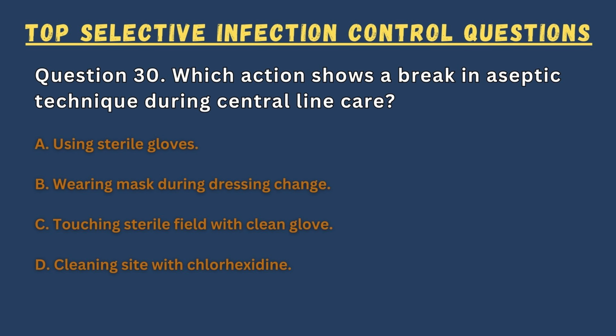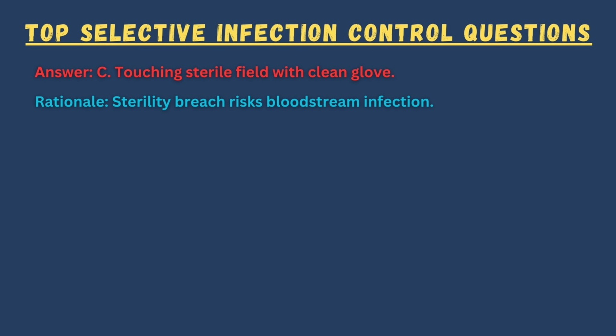Question 30. Which action shows a break in aseptic technique during central line care? A. Using sterile gloves. B. Wearing mask during dressing change. C. Touching sterile field with clean glove. D. Cleaning site with chlorhexidine. Answer. C. Touching sterile field with clean glove. Rationale. Sterility breach risks bloodstream infection.